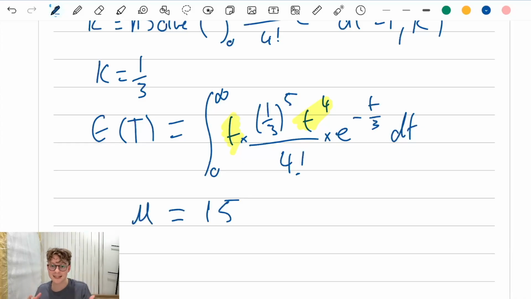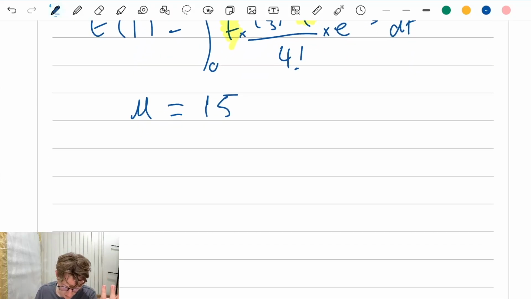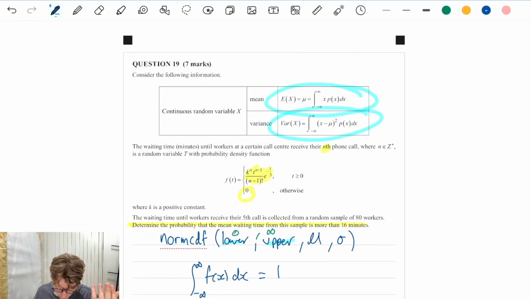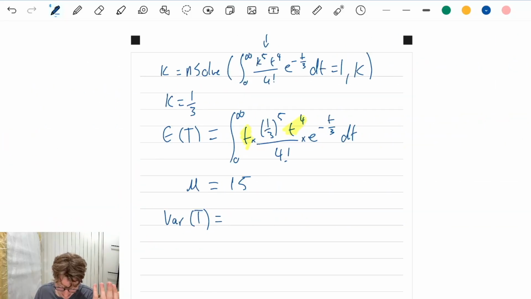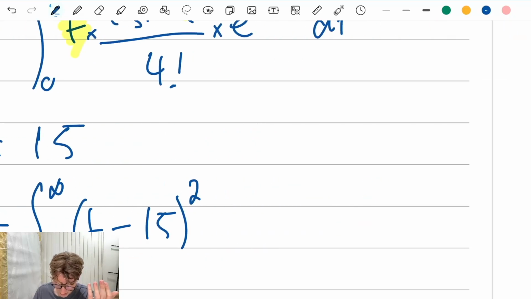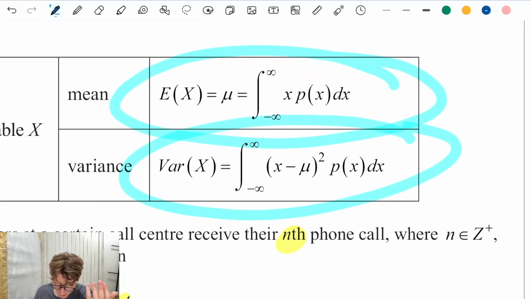I get my mean is going to be 15. My expected value is essentially my predicted mean for my sample. So once I got my mean equal to 15, I can now find my variance. My variance is going to be equal to, again, we can just use our formula. It is going to be the integral, again from 0 to infinity, of (T minus 15) all squared. And again, now I just multiply it by my original function.